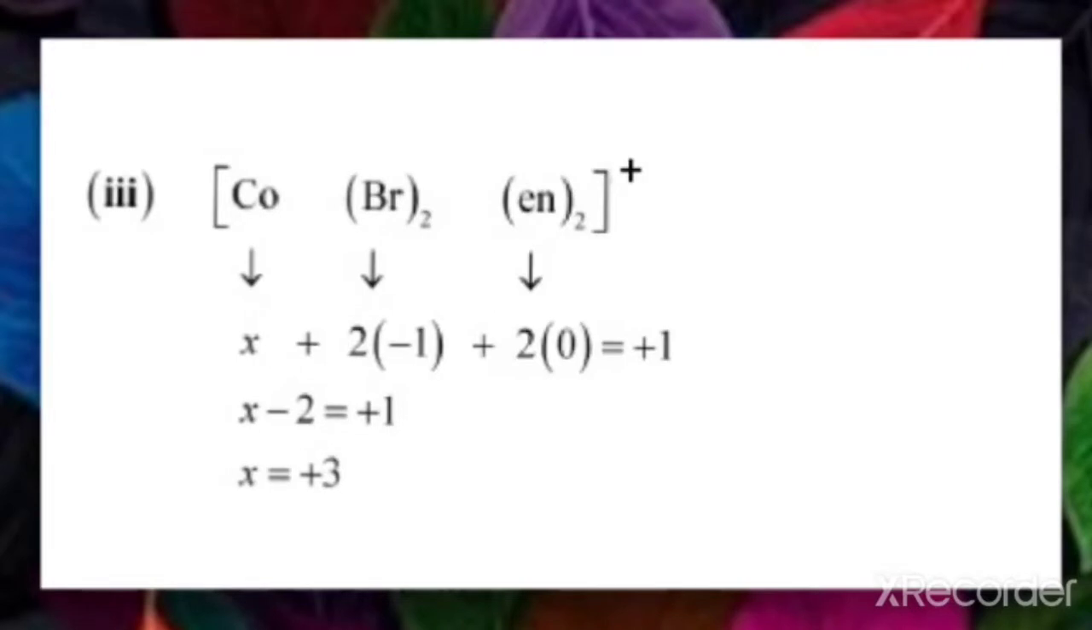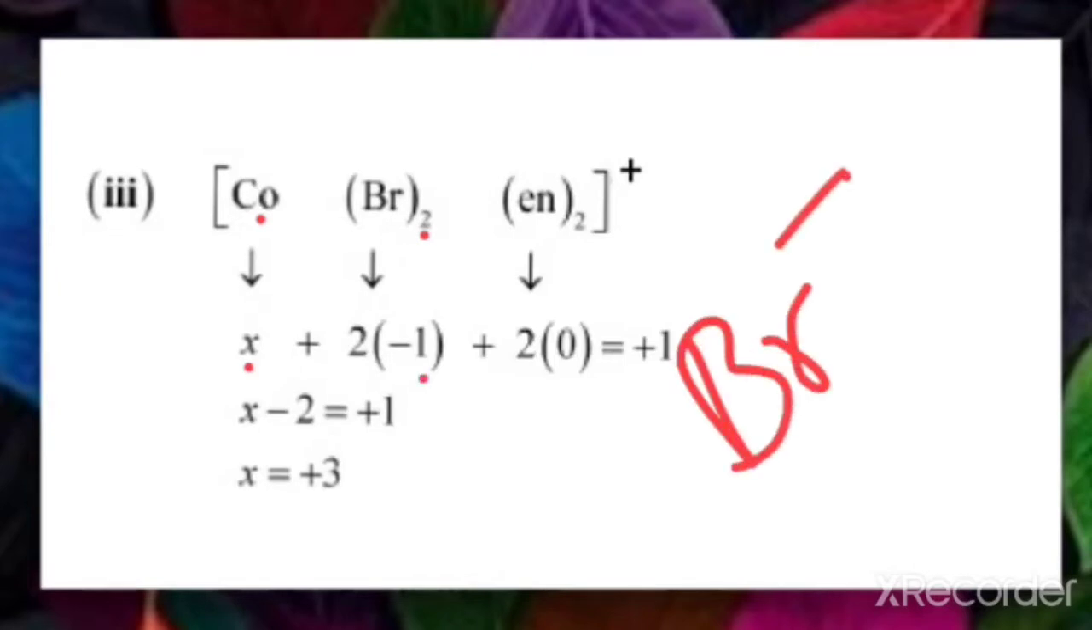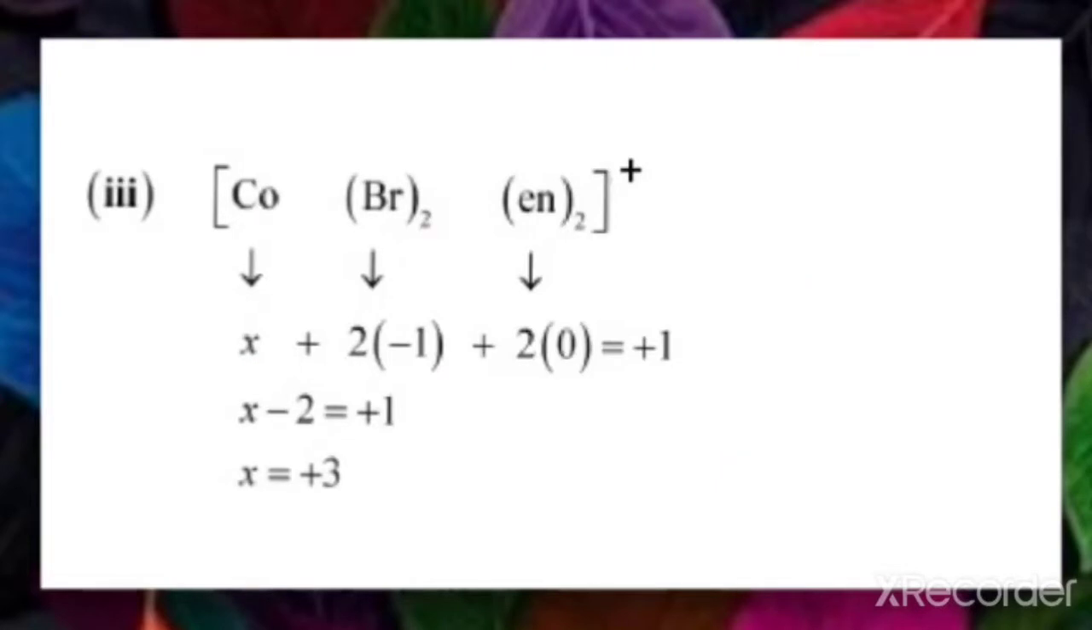Next one, in this the central metal ion is Co, the cobalt ion. You have to keep X for it. Next is Br. Br has one negative charge, so -1 into 2, because there are 2 Br, plus en. The oxidation number for en is 0 because it is a neutral ligand, and 2 en are there. All of that is equal to the charge given on the sphere, that is +1. When you solve this, you get +3 as the answer.